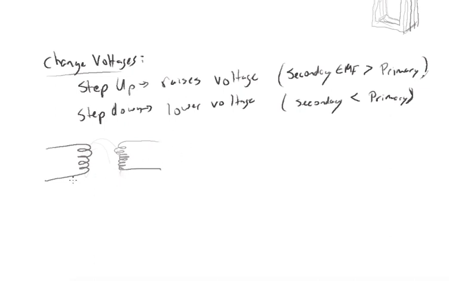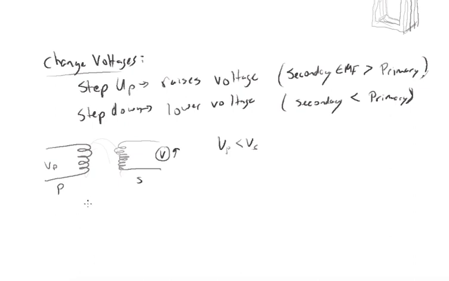And this would be a step up, right? If this is the primary and the secondary, this will step it up and we'll get an increase in voltage here, right? The voltage will be higher over here than the voltage over here. So we'll have a little voltage here in the primary, and the voltage in the primary will be less than the voltage in the secondary. So that's a step up.